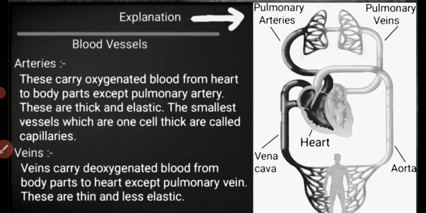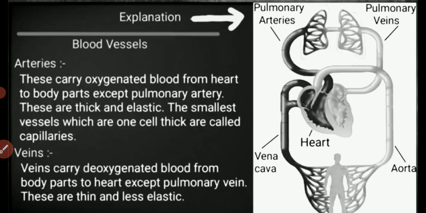The smallest vessels, which are one cell thick, are called capillaries. Further, these arteries divide into a number of capillaries which try to reach each cell to provide blood there. Those are equal to a single cell, one cell thick.